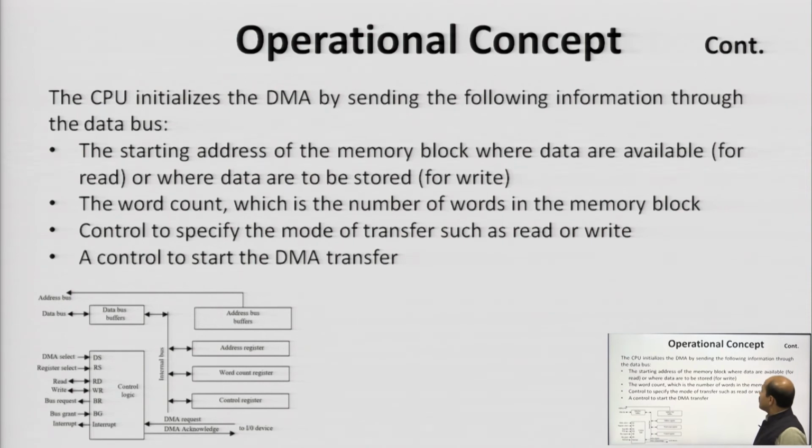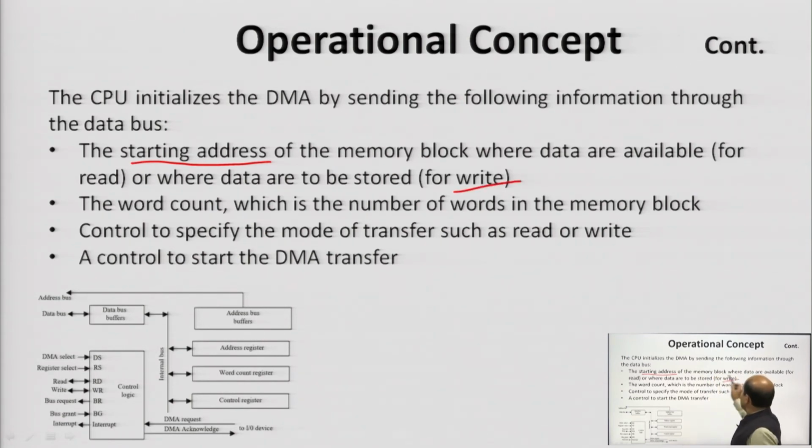Now, you can see the operational concept for DMA. The CPU initializes the DMA by sending the following information through the data bus. That means the CPU is giving charge to the DMA. Now, you can control the input output type of operation. So, what signals or what data is to be issued by the CPU? First, the starting address. For reading or writing: suppose the CPU wants to read something, what is the initial address, and suppose the CPU wants to write something, what is the starting address.